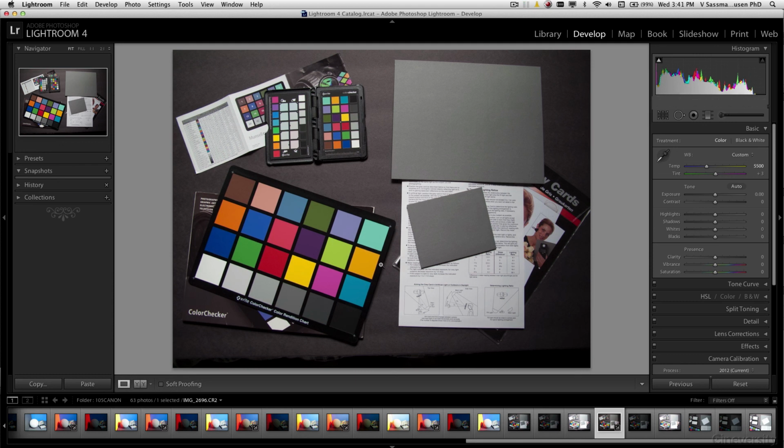And of course, we want to create later on our profiles out of the Macbeth chart, or the color checker chart as it is called now. And this is doable with the small one and the big one. Let's have a look at some examples in the capture area.